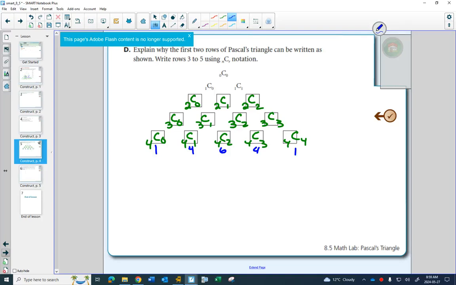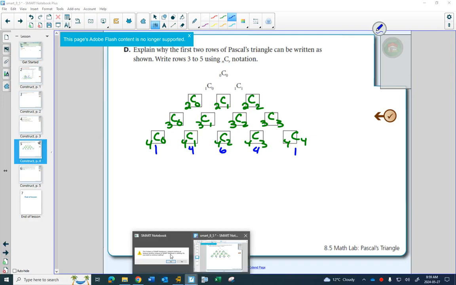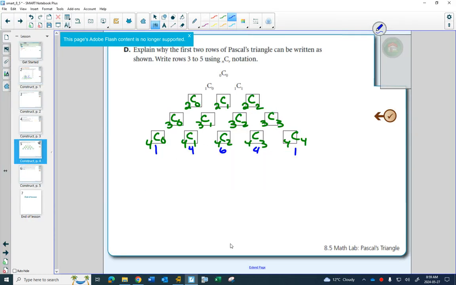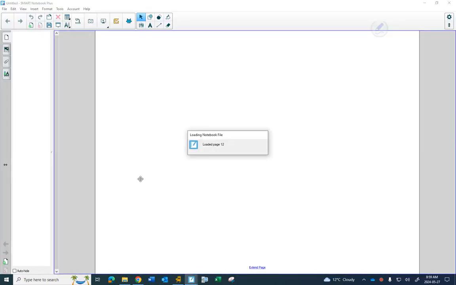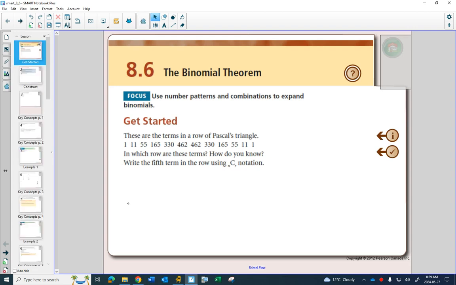And what we're going to notice in 8.6, so we'll open that up right away as well, maybe. We're going to notice how we can use this triangle. Well, let's do this getting started first. If you've got a random row, there's a couple of ways you can figure out which row this is in Pascal's triangle.